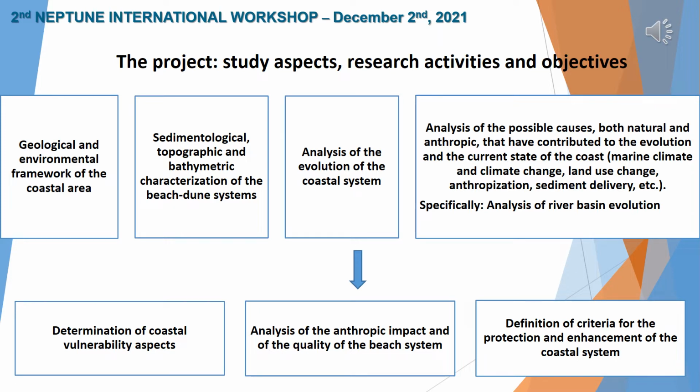The second and third steps concern the sedimentological, topographical, and bathymetric characterization of the coast, and the study of the evolution of the coastal system through a diachronic analysis of short to long-term shoreline variation and modification of the beach-dune system, as well as of the anthropization of the coast. Further work steps will cover the analysis of the possible natural and anthropic causes that may have contributed to the evolution and current state of the coast, with particular attention to the possible influence of the major river basins that feed the single study coastal areas.